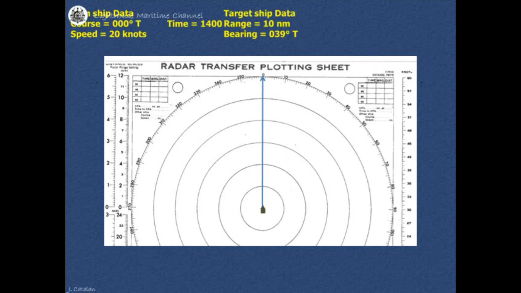The bearing is equal to 039 degrees true. The radar was set to 12 nautical miles, so therefore in the radar transfer plotting sheet, we will be using the 12 nautical miles scale. Using the compass divider, measure 10 nautical miles. Then bring it along to the target bearing, starting from the center of own-ship. Then at the end of the measured range, mark it with a dot. Label it R, to indicate that this is the first plot of the target at 1400 hours.